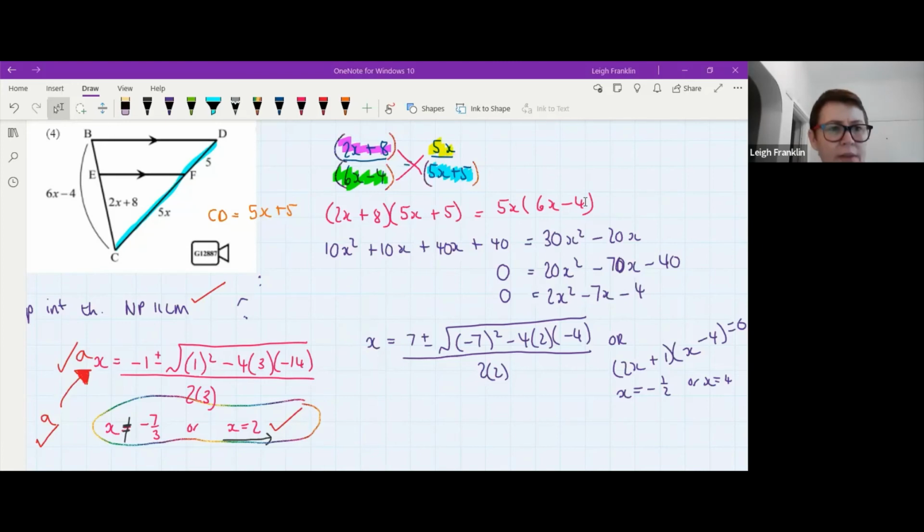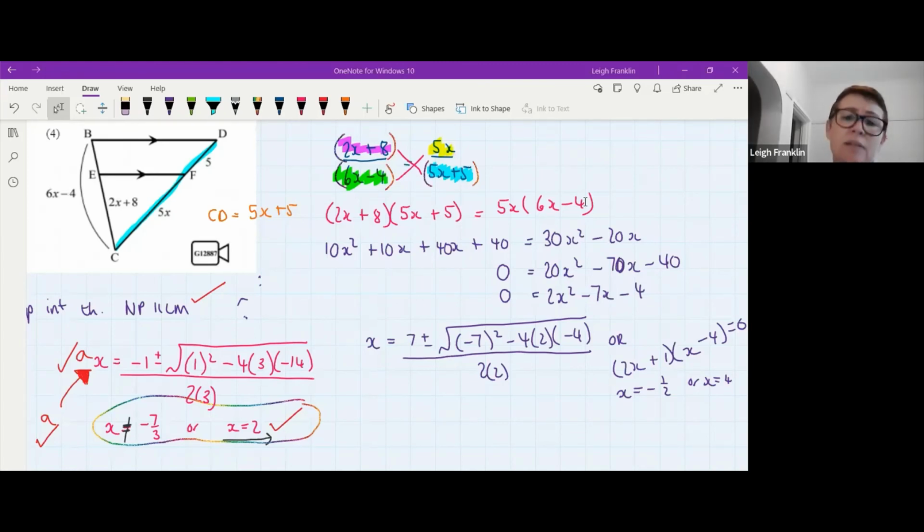I'm just trying to think how else we could do this, but I really do think that this is the simplest way. We could, of course, work out what BE is in terms of x, but that really does seem like a very long way around this particular problem. So we could say that BE is 6x minus 4 minus 2x minus 8, and then we could put BE over EC equals DF over FC, or any one of those proportion statements. But I think this would be the simplest way.